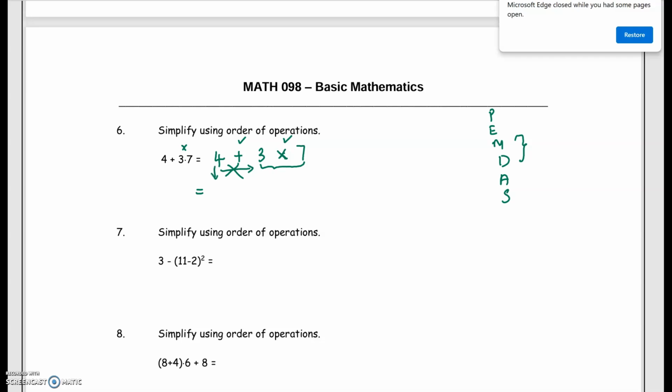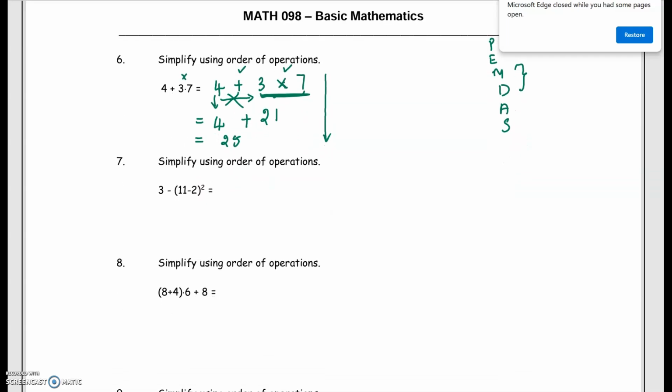Write down the 4 because you'll need it in the next step. Plus, multiply these two first. 7 times 3 is 21. Next step, put an equal sign: 4 plus 21 is 25. These are good math habits. Make sure you're writing every step. Go vertically down. Put an equal sign in every step and write down everything in every step.